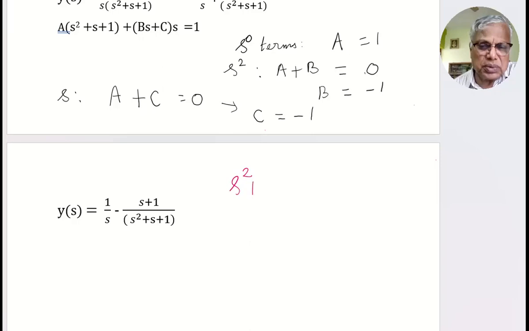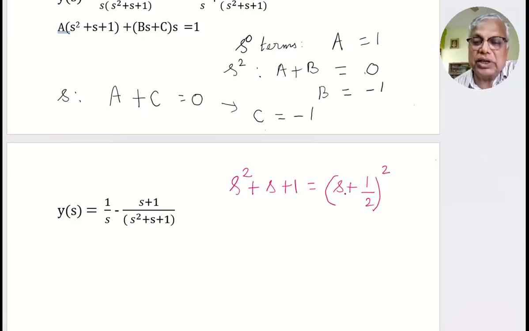S square plus S plus 1. If you see the first two terms, S square plus S, we can consider it as sum of two squares. One is S plus half whole square. If you take S plus half whole square, expand it, first term will be S square, second term will be 2 into S into half, that is S. So the first two terms of S plus half whole square will be S square plus S. Now the third term, independent, what should be this next? Plus what?